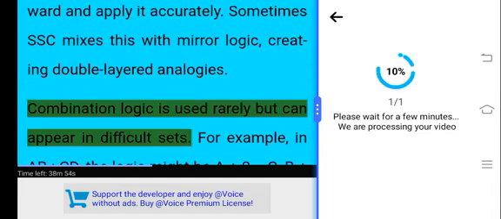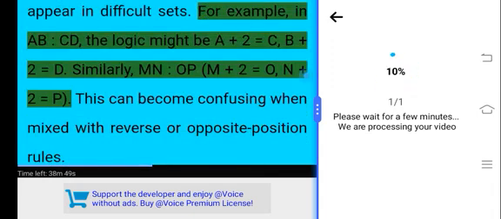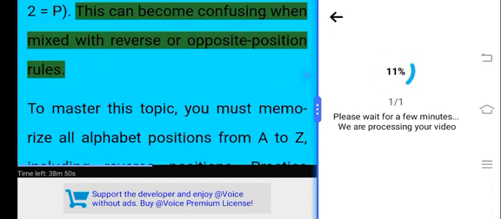Combination logic is used rarely but can appear in difficult sets. For example, in A, B, C, D, the logic might be A plus 2 equals C, B plus 2 equals D. Similarly, M, N, O, P: M plus 2 equals O, N plus 2 equals P. This can become confusing when mixed with reverse or opposite position rules.